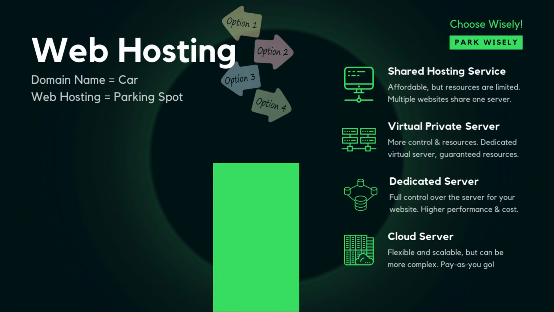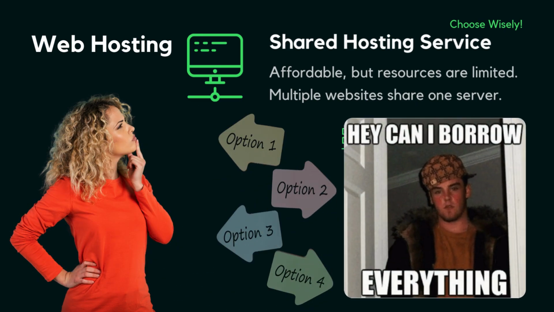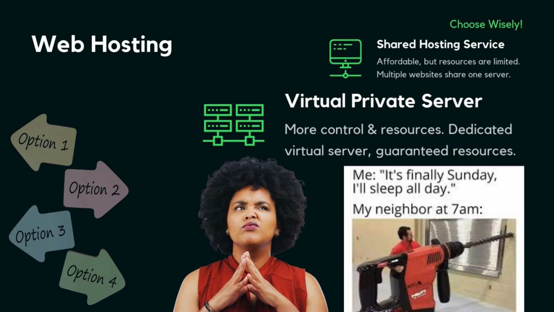There are four main types. The first is shared hosting. This is affordable but has limited resources, just like renting a room in a house. Next is VPS, which is virtual private server. Again, you have more control, but the resources are still shared, just like in shared hosting, but it's a little bit different. So VPS hosting is like renting a hotel room in a hotel.